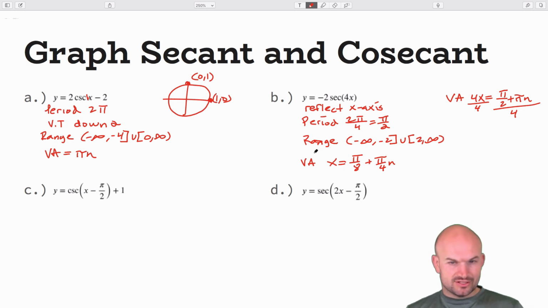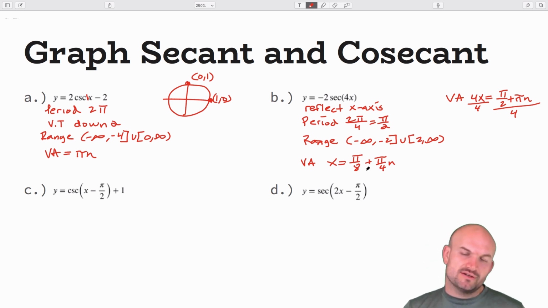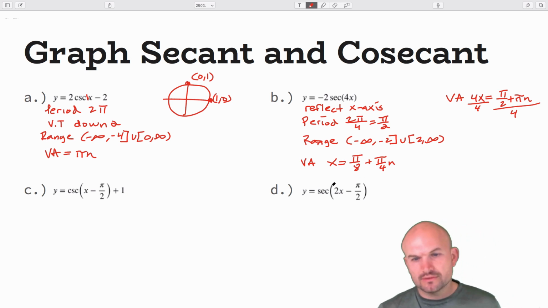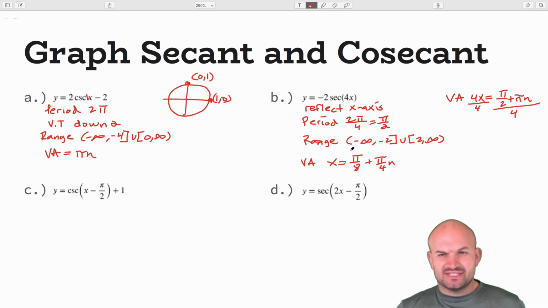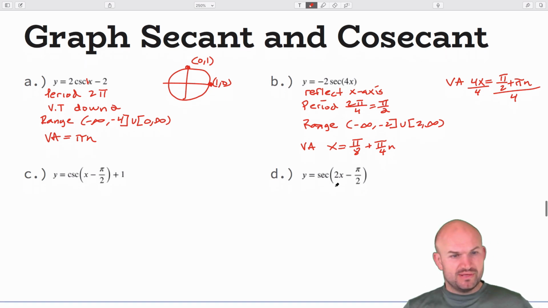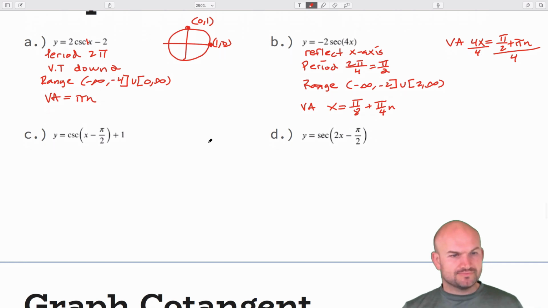And again, you can see there's nothing redundant here. This would be our simplified answer there, and we got the reflection, we got everything. Sweet. All right, move on to the next one.